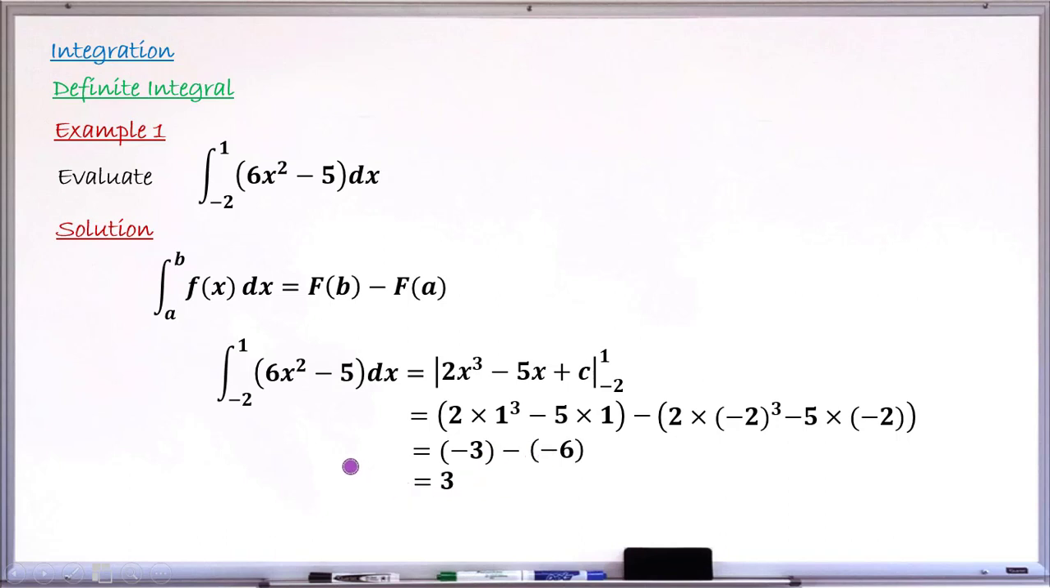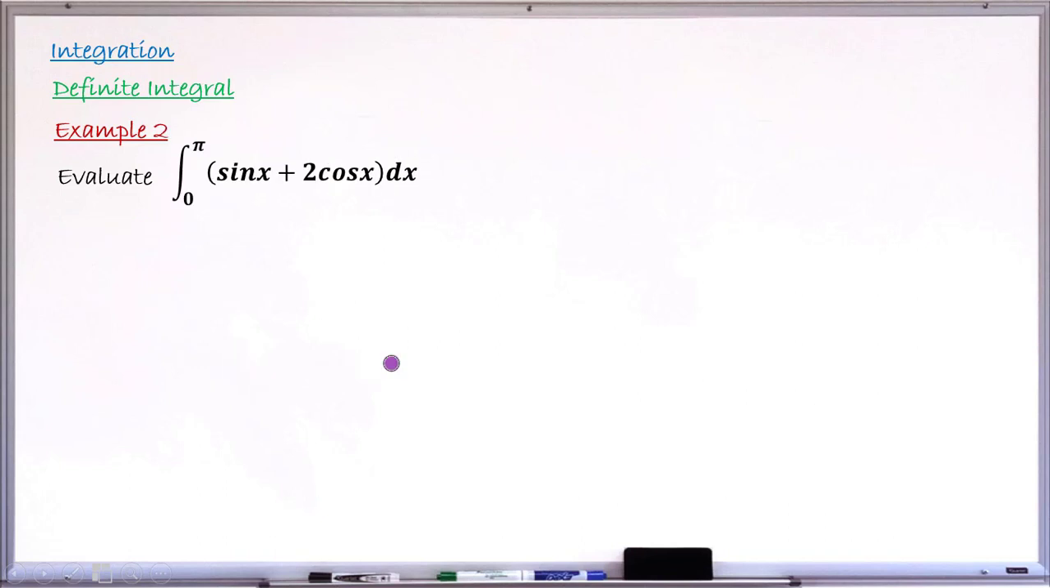So this is now the definite integral of this very function from minus 2 to 1 of 6x squared minus 5 with respect to x. Let me just take one more example. Example number 2, you are asked to evaluate the integral from 0 to pi of sine x plus 2 cos x with respect to x. Solution to this very problem.